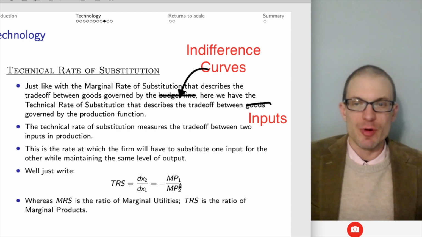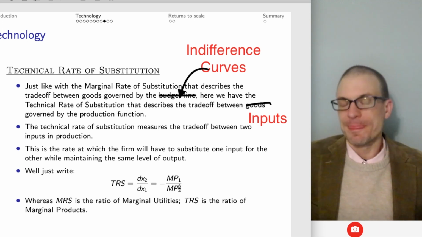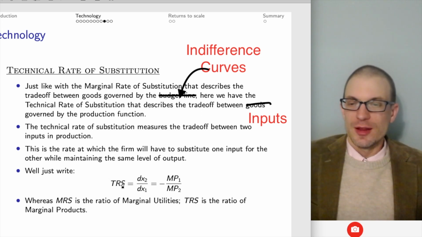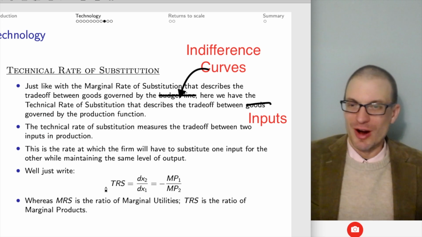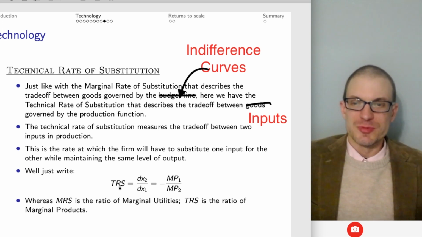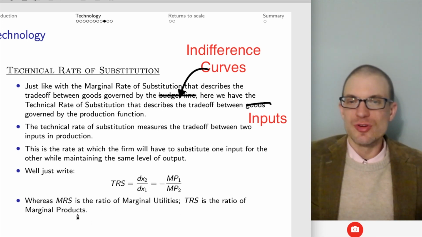Just like MRS was MU1 over MU2, TRS is going to be MP1 over MP2. This is the technical rate of substitution. Some authors will use marginal technical rate of substitution, or marginal rate of technical substitution, or rate of technical substitution. By this, all we mean is the ratio of marginal products. Whereas MRS is the ratio of marginal utilities, TRS is the ratio of marginal products.